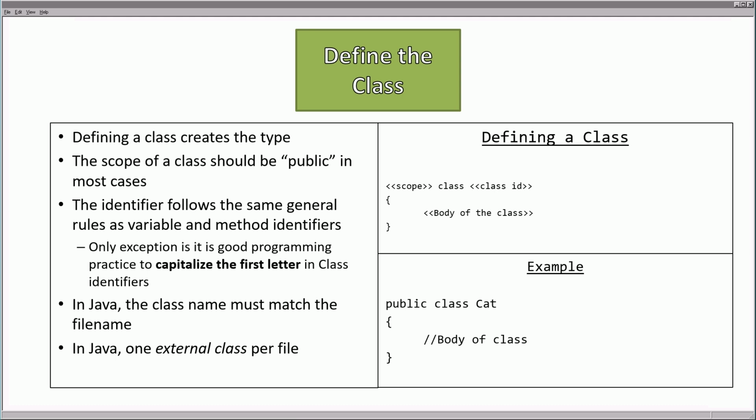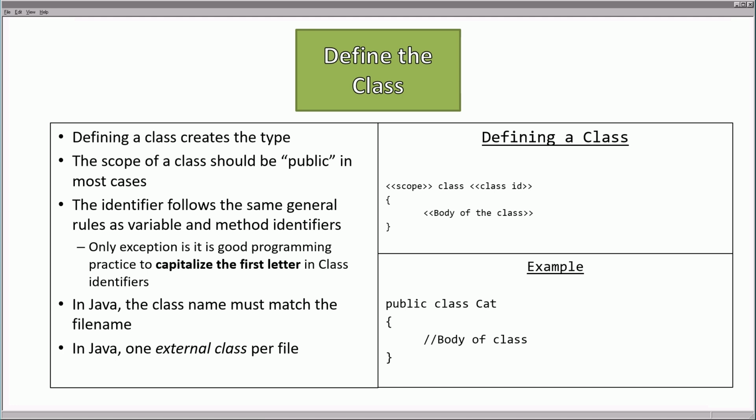So defining a class requires a couple of different parts. First is a scope, and generally it should be public. This is followed by the class identifier, and these identifiers follow the same general rules as a variable and method identifiers. The only main exception, and it's good programming practice, is to capitalize the first letter in class identifiers. Now, something that's very important in Java is the class identifier must match the file name. Also, in Java, there is one external class per file. Every time you need to create a new class, you generally need to create a new file with it.